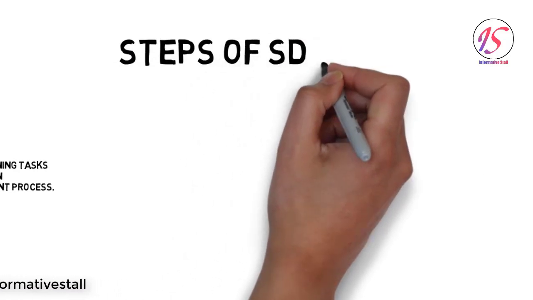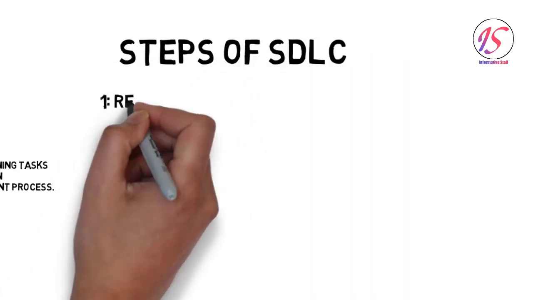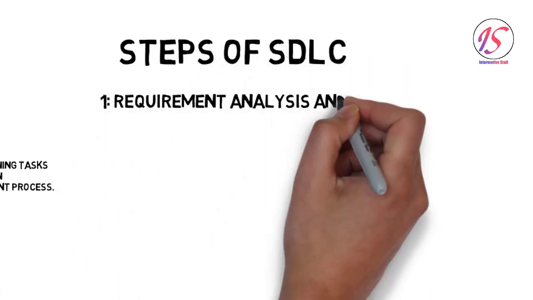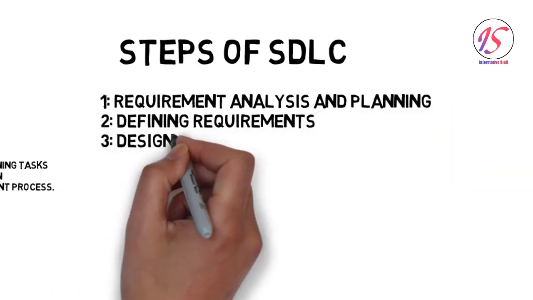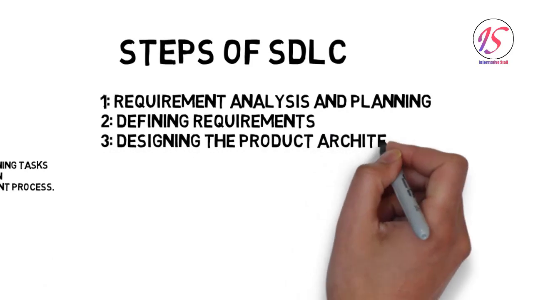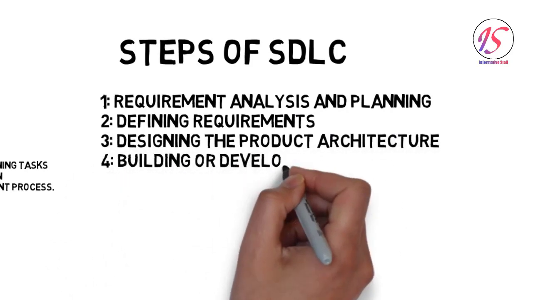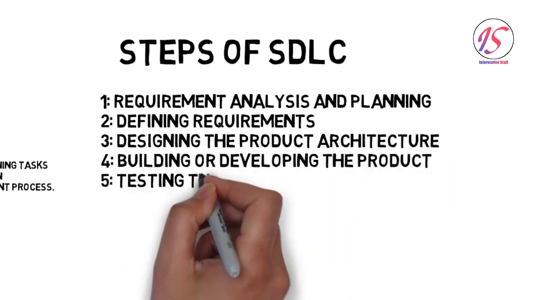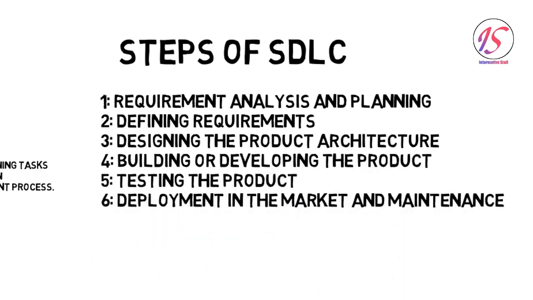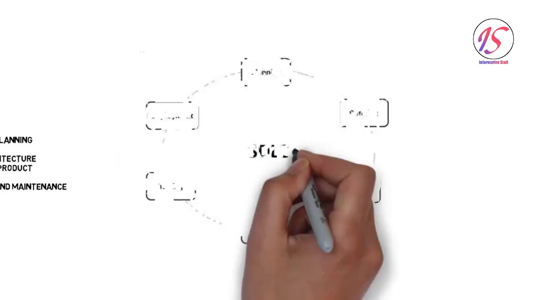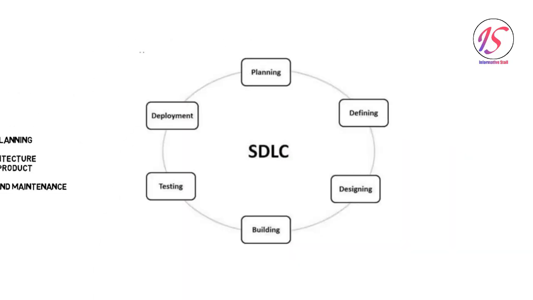In building software, the SDLC framework involves steps. Those steps include further details. These steps are requirement analysis and planning, defining requirements, designing the architecture, building or developing the product, testing the product, deployment in the market and maintenance. Now we are going to discuss these steps further in detail.